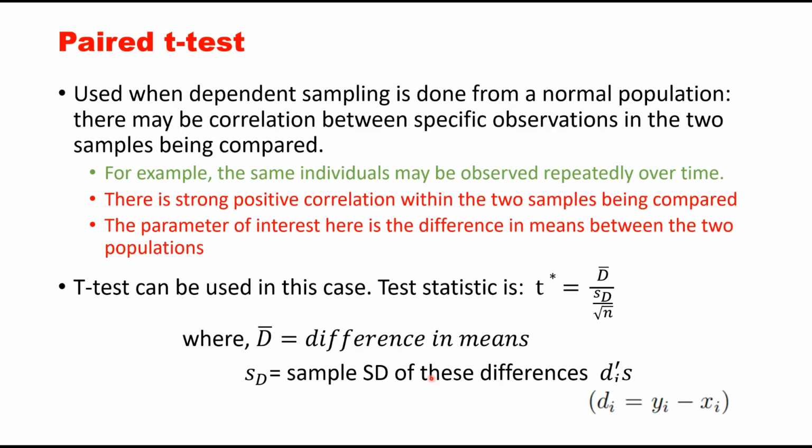Now, many times we need to compare the data in a paired form, and that is the paired t-test. It is used when dependent sampling is done from a normal distribution. There may be correlation between specific observations in the two samples being compared. For example, when you observe an individual repeatedly over time, there is a strong positive correlation between the two samples being compared. Then we use the paired t-test. And here the parameter of interest is the difference in means between the two populations. And this t value is calculated using this equation, that is the difference in the means divided by the sample standard deviation of these differences.